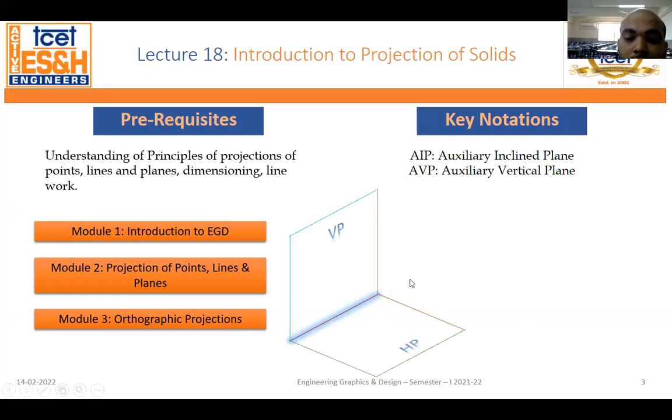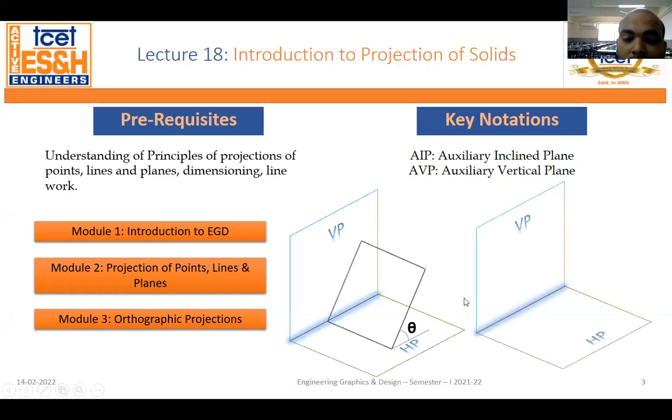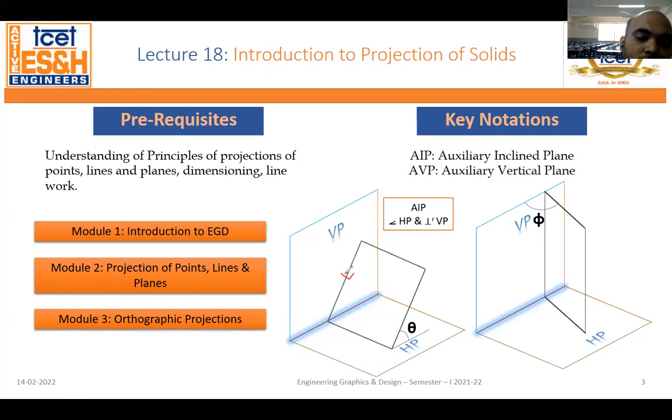You can see here this is your HP and VP. In this case, the plane is inclined at an angle of theta. Similarly here, this plane is inclined at an angle of phi. That is what we are talking about, an auxiliary inclined plane, where the plane is inclined to HP. You can see that the plane is perpendicular to VP. I'll show you how it is perpendicular, in this way. Yes, like this it is perpendicular. So we are talking about perpendicular to VP and inclined to HP.